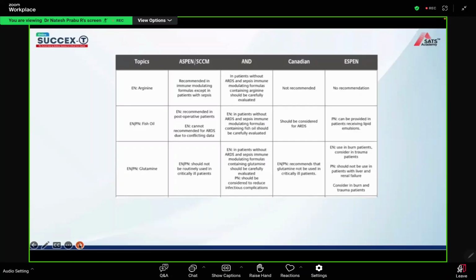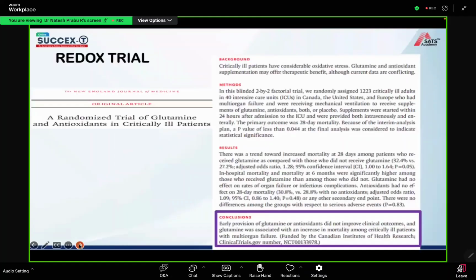Let's see here. The other thing is the REDOXS trial, a randomized trial on the usage of glutamine in critically ill patients. The early provision of glutamine or antioxidants did not improve any clinical outcomes, and actually there was an increase in mortality among the critically ill patients with multi-organ failure. So we should be careful in using glutamine in all critically ill patients.